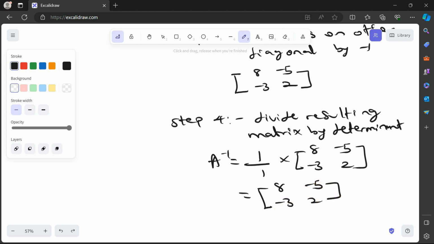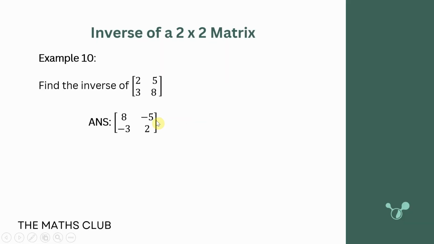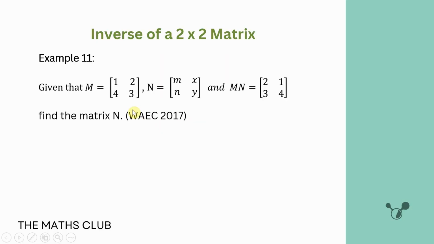So that's it. Let's see if our answer is correct. 8, minus 5, minus 3 and 2. This example now says that given that M is equal to 1, 2, 4, 3, N is equal to mx, ny, and MN is equal to 2, 1, 3, 4. Remember the order is M times N.